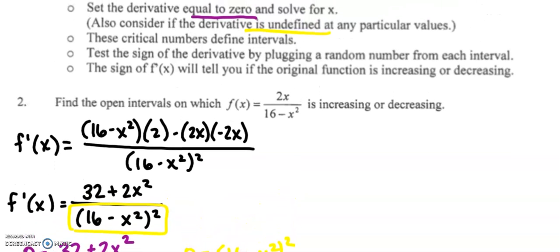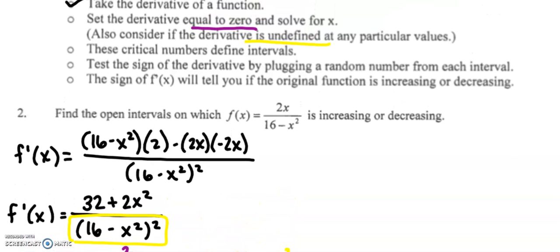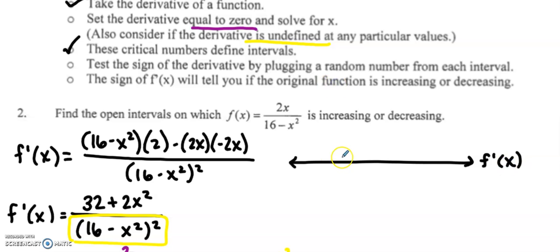All right, so then we took care of that part. These critical numbers define intervals. Well, we're going to put those critical numbers on a number line. We had negative 4 and 4, from where our derivative was undefined.